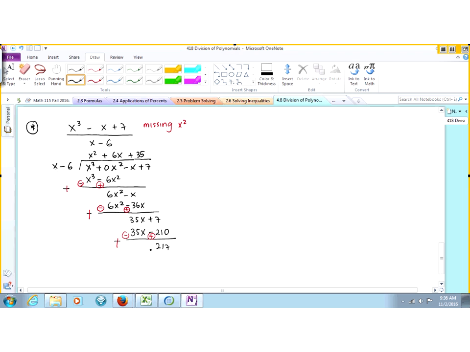Yes, 217. Now you see that 217 doesn't have an x, so I cannot divide these by x. So this is the remainder, because it doesn't have an x. So how do I write my answer? X squared plus 6x plus 35 plus 217 over x minus 6. Okay, done. Doable? Make sure you know how to do this. Okay. Good. Now, let's look at the other parts of the sample test.